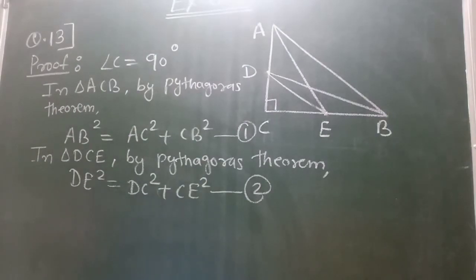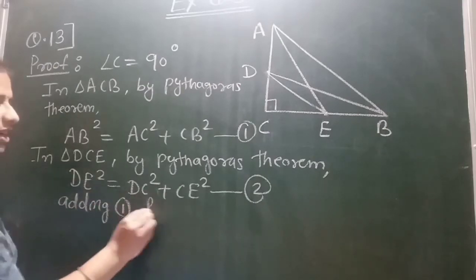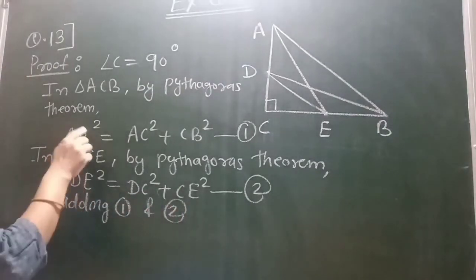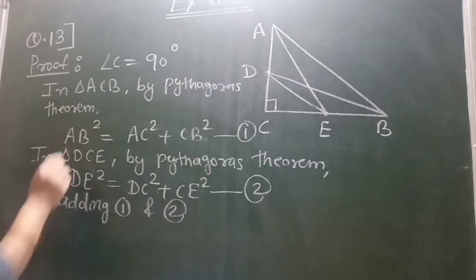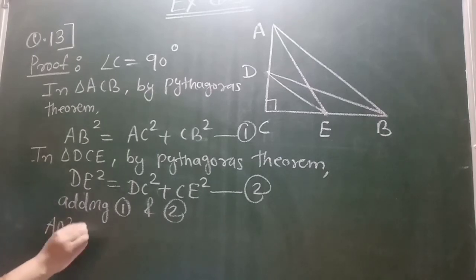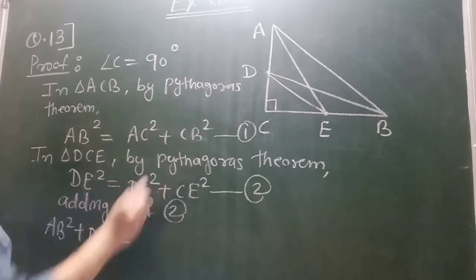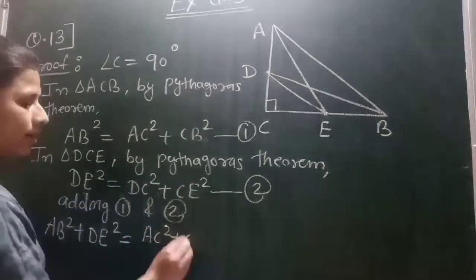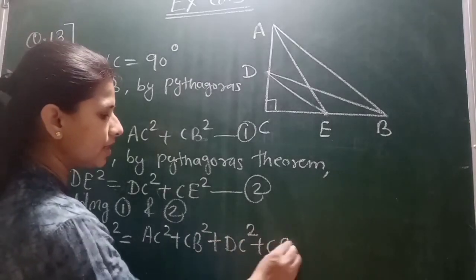Now what will we do? Now we will add these two equations. Adding equation 1 and 2. Obviously left hand side adds with left hand side and right hand side adds with right hand side. So what will we get? AB square plus DE square equals AC square plus CB square plus DC square plus CE square.